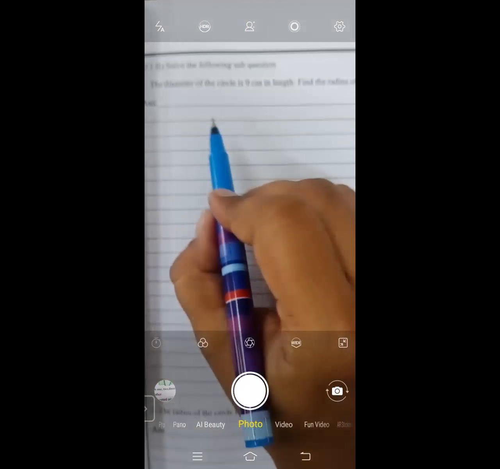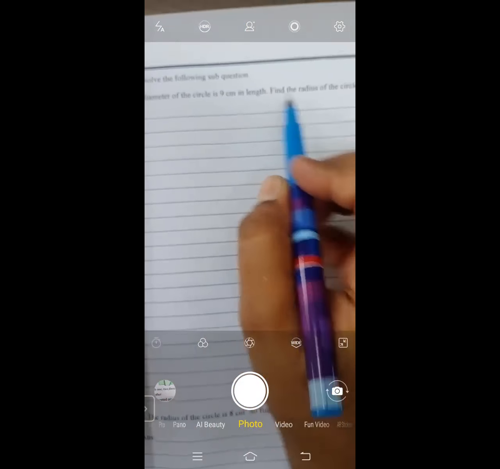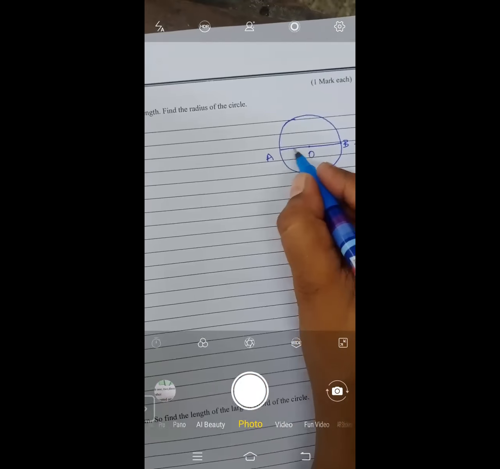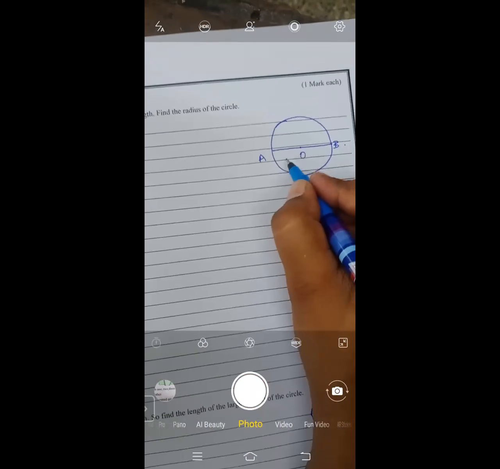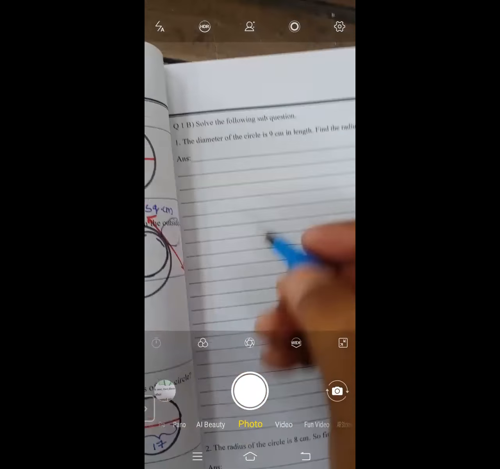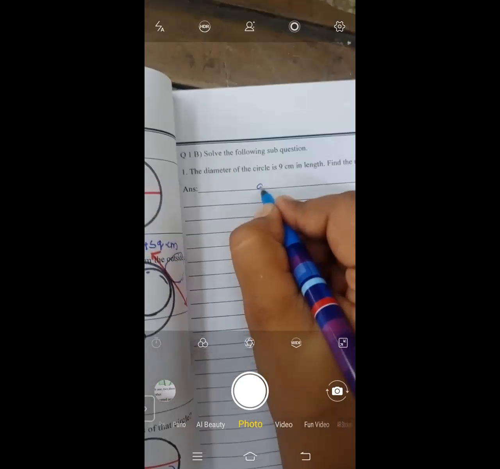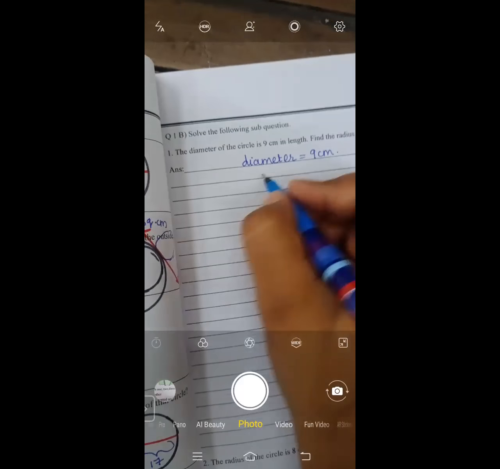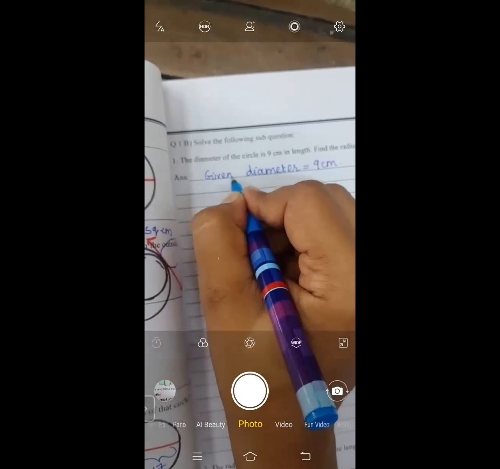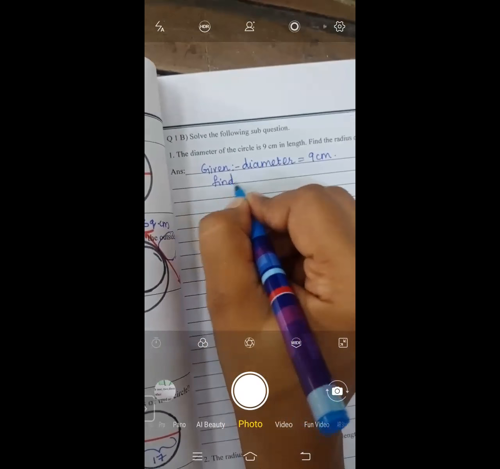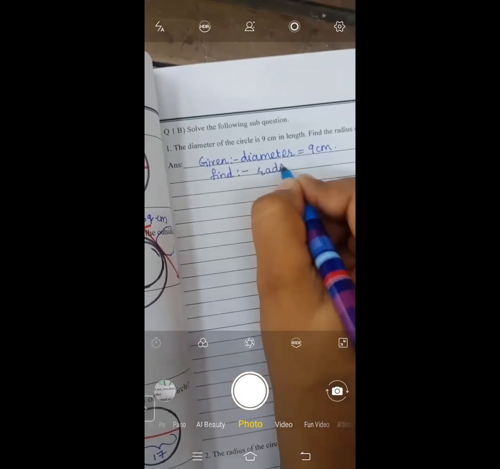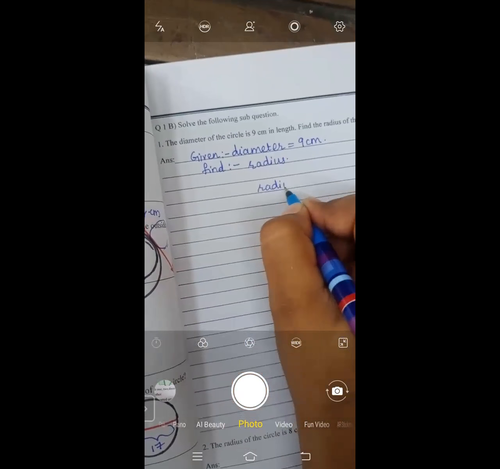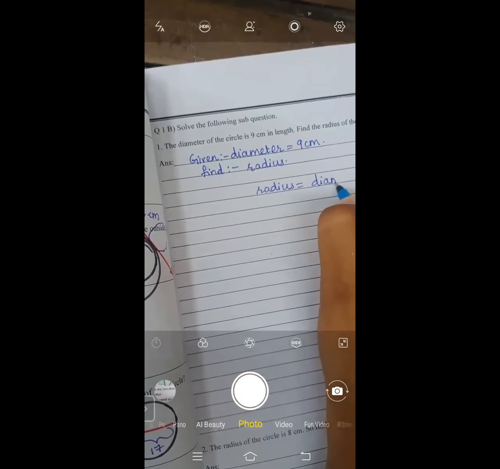Now the question is, the diameter of the circle is 9 centimeter in length. Find the radius of the circle. The diameter is the largest chord, which is passing through the center of the circle. So the measure of the diameter is equal to 9 centimeter. This is given. What we have to find is the radius. We know that radius is equal to diameter divided by 2.